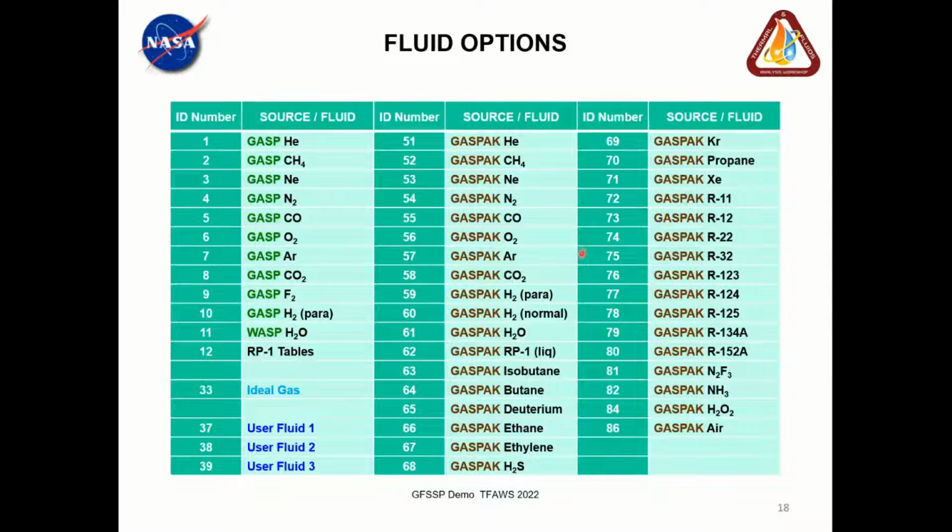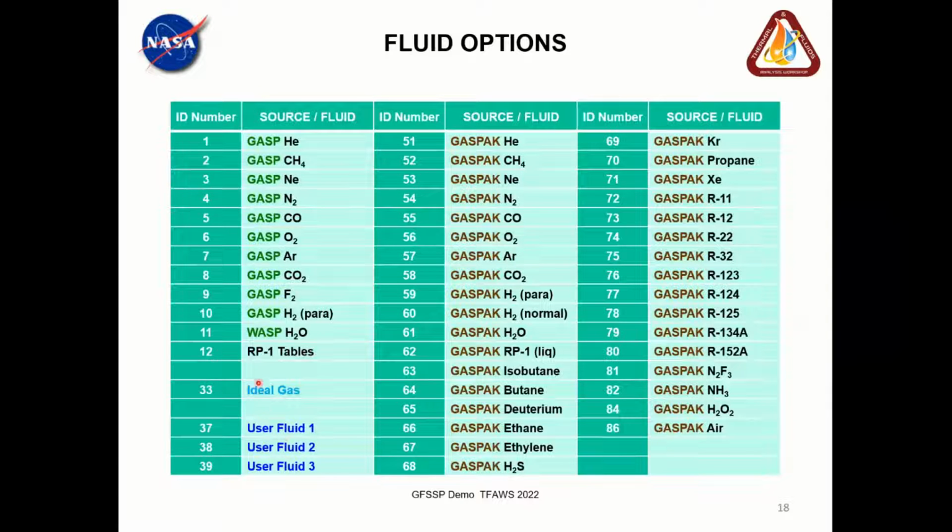As for the fluids, GFSSP has two codes integrated with its solver. One is GASP, which was developed at the Glenn Research Center in the 1970s. That's the Fortran code which we have integrated there. It has most of our cryogenic fluids, water, carbon dioxide, etc. We also have RP-1 as a table, and then ideal gas. And I'm going to show you an example of that with the ideal gas.